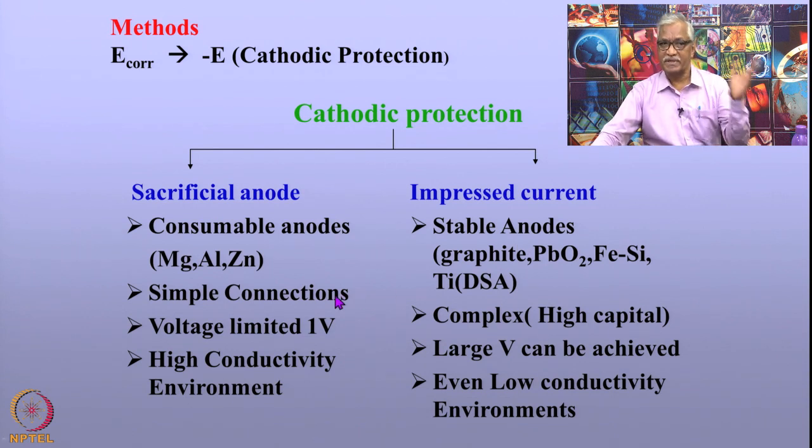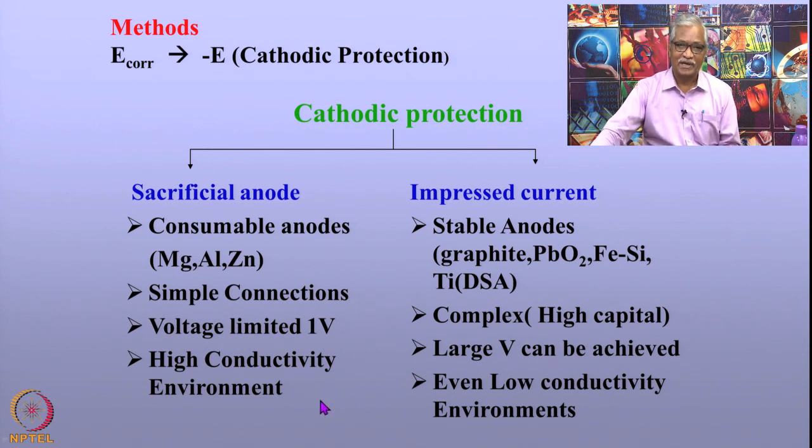As you saw in the previous diagram, the circuitry involved in the sacrificial anode cathodic protection system is quite simple. But in the case of impressed current system, the circuitry and the control systems are quite complex, and it involves high capital cost as well.